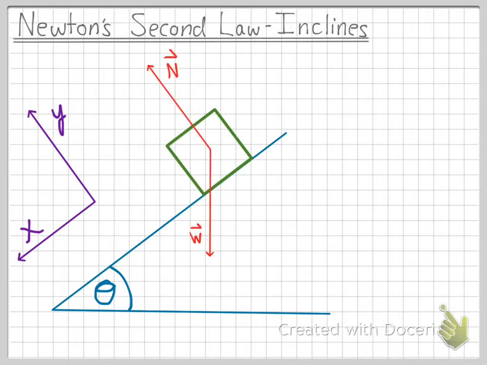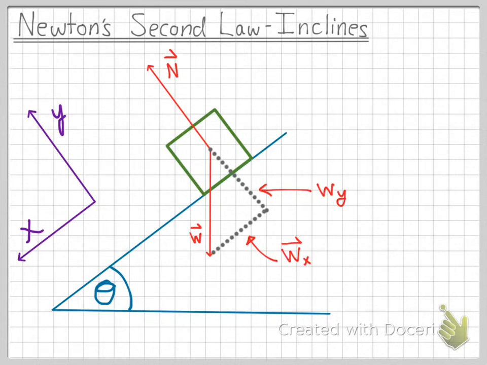Alrighty, so we know that there's a weight force and a normal force acting on this object. It is apparent that the normal force acts on the y-axis, but the weight force is a little bit more difficult to break up into x and y components. So these are the x and the y components that we're looking for.